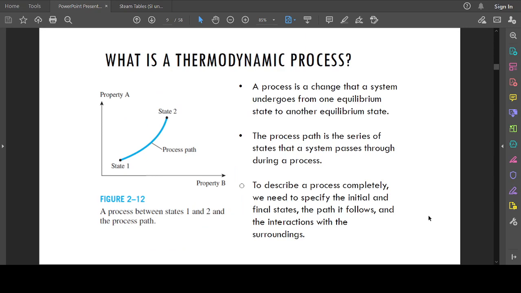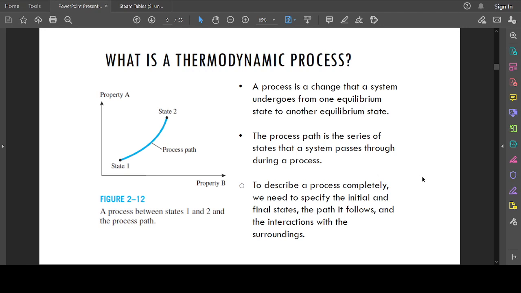So what is a thermodynamic process? A thermodynamic process is a change that a system undergoes from one equilibrium state to another equilibrium state. The path is the series of states that a system passes through during a process. To describe a process completely, we need to specify the initial and the final states, the path it follows, and the interaction with the surroundings. So given the graph here for property A against property B, for a thermodynamic process to move from state 1 to state 2, it has to follow a path.